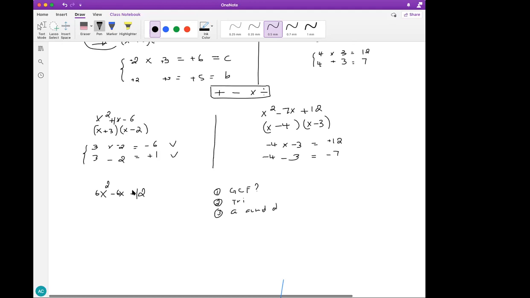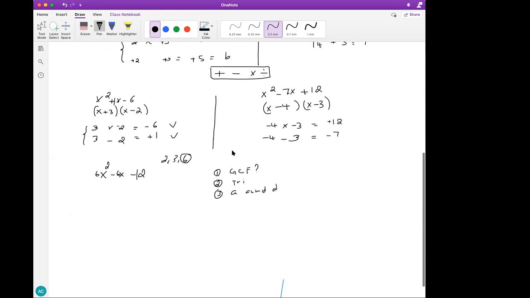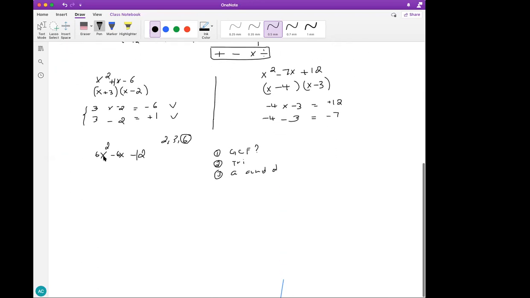Do you have a GCF here or a common factor? Yes. We have the same coefficient, 6 and 6. That's right. So 2 is a common factor, 3 is a common factor, 6 is a common factor. Which one do we usually use? The highest one, which is 6. Exactly. That's why it's called the greatest common factor. So before you attempt trinomial, get rid of the GCF first.